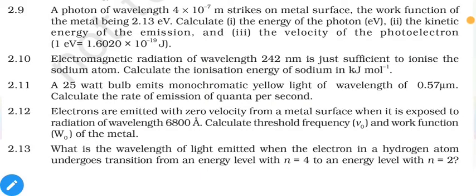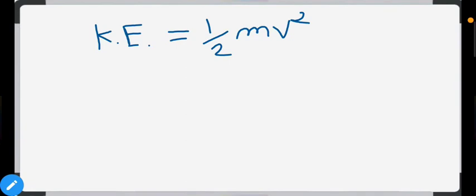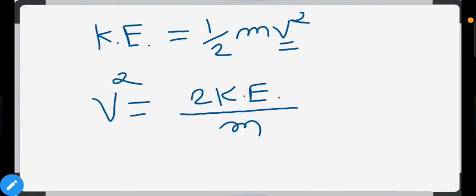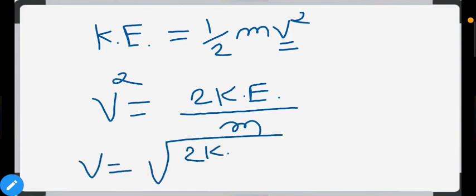0.972. And our last point for this numerical is the velocity of the photoelectron ejected during this process. For that we have to use the kinetic energy equation, which is kinetic energy equals 1/2 mv squared, and we have to find the value of v from this equation. So v squared will be 2 into kinetic energy divided by m, and v is equal to the square root of 2 into kinetic energy divided by m.